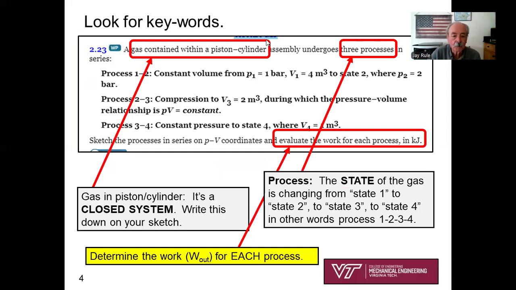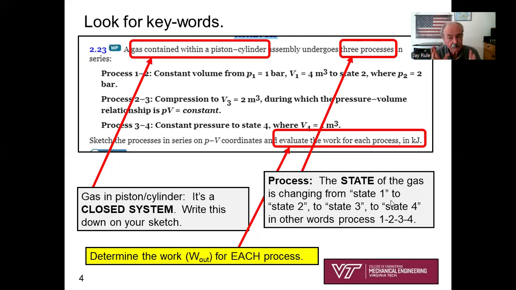Okay, let's look for key words in our problem. A gas contained in a piston and cylinder. That's a key. Gas and piston and cylinder says we've got a closed system. The mass inside the piston and cylinder, the gas, is a fixed mass. That's going to be key for us. It also says 3 processes. The state of the gas is changing, starts at state 1, continues on to state 2, then to state 3, and then finally to state 4.